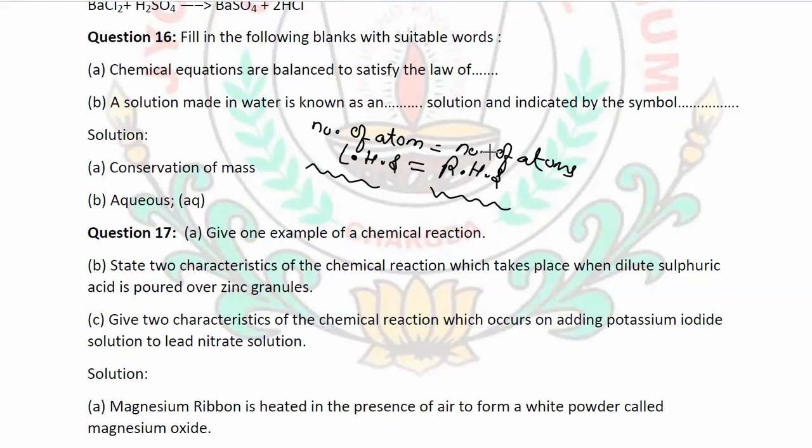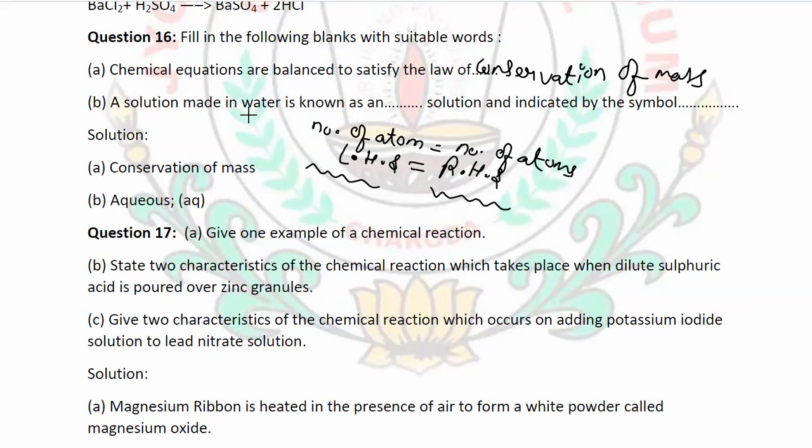Okay, so which law is being satisfied here? Here the law of conservation of mass is being satisfied. Law of conservation of mass is being satisfied here. Okay, what is the second question asking here? A solution made in water is known as a dash solution and indicated by dash symbol.